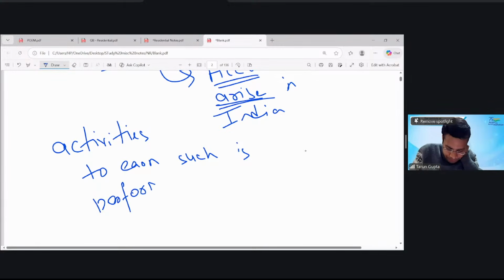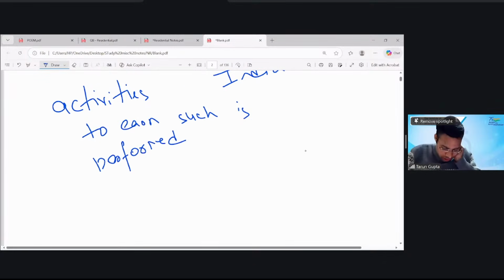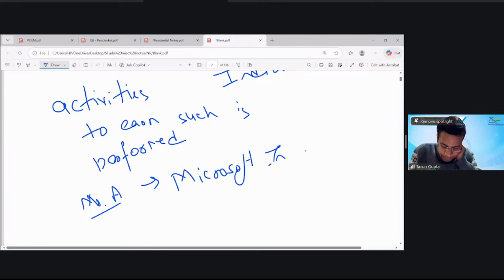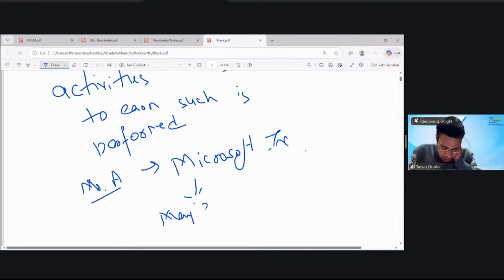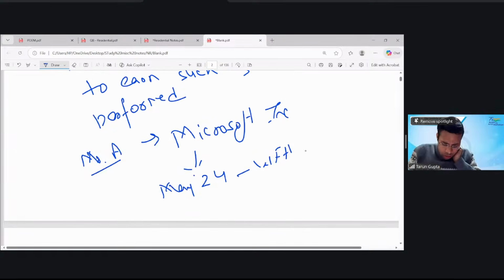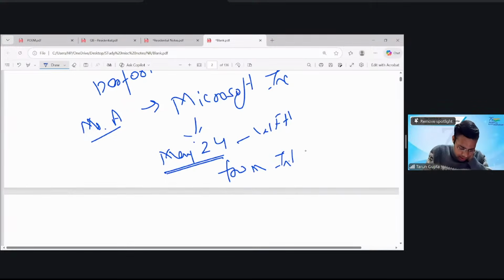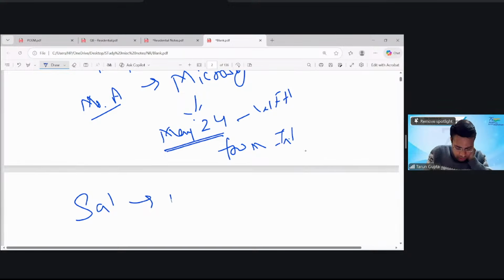Okay, I'll give you an example. Say there is Mr. A who is working with Microsoft Inc. in the US. He came to India in May 2024, and he opted for work from home for Microsoft US. So he worked for the month of May from India, while sitting in India, for Microsoft US. He received the salary for the month of May in his US bank account, of course.